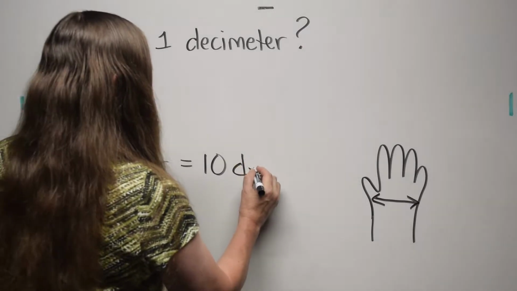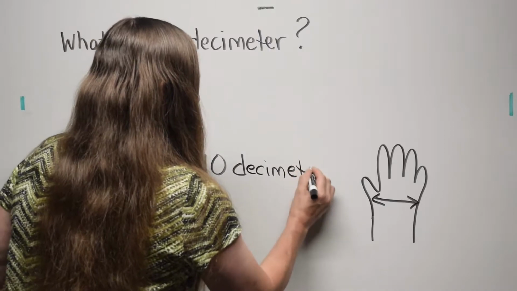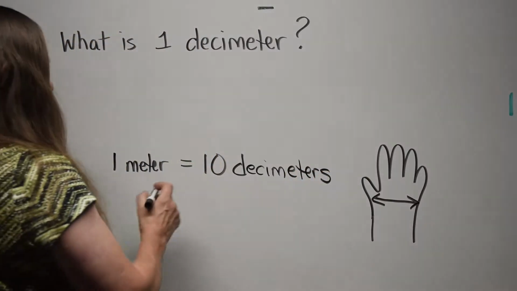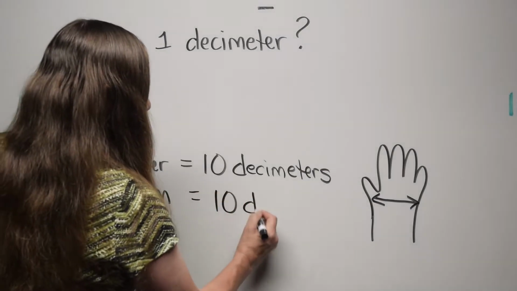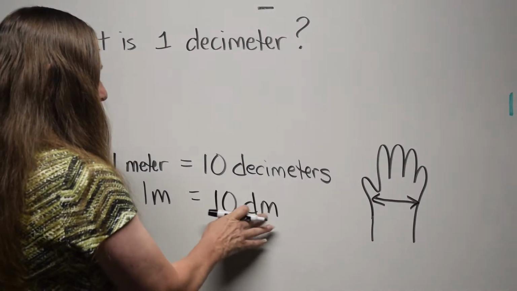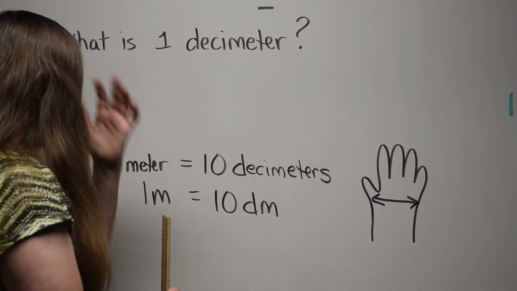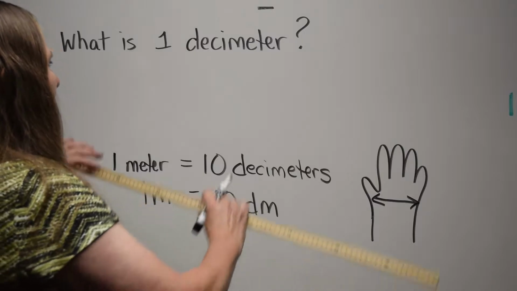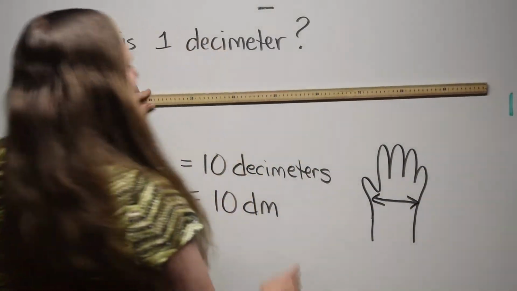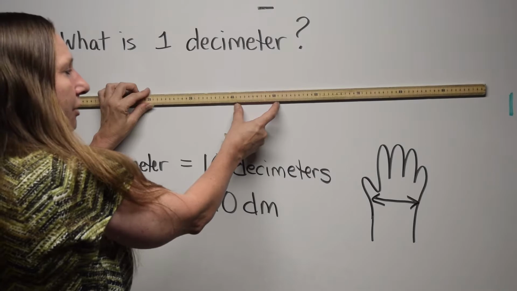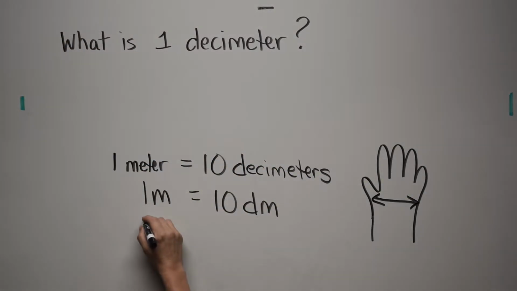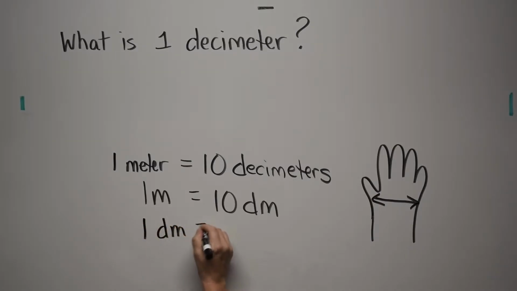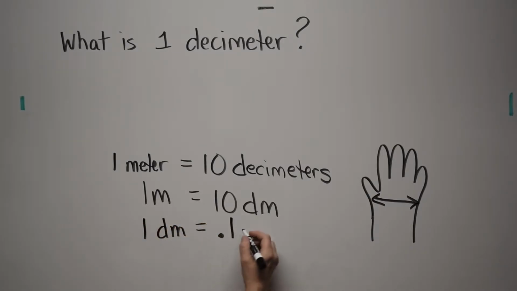Now let's write that out first. 1 meter equals 10 decimeters. And if we want to write the abbreviations, 1 meter, little m, equals 10 dm, that's decimeters. So 1 meter equals 10 decimeters. What that also means is that one of these decimeters is 1/10 of a meter. 1 decimeter is 1/10, 0.1, of a meter.